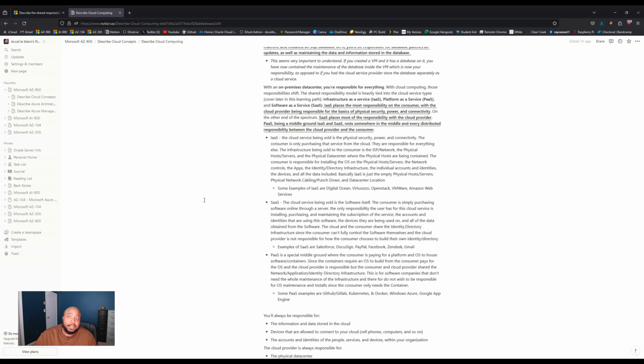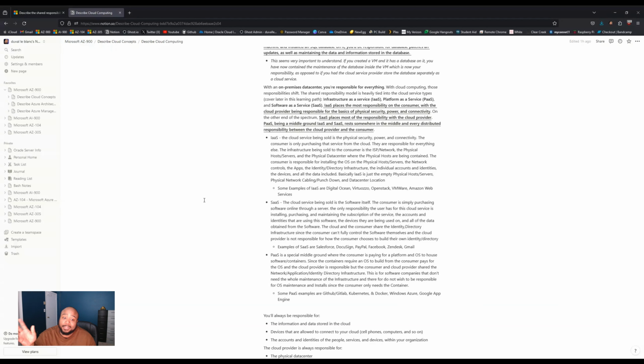The cloud provider and the consumer share the identity directory infrastructure, since the consumer can't fully control it because they didn't create it themselves, and the cloud provider is not responsible for how the consumer chooses to build their own directory. So the cloud service provider isn't fully responsible for however the user tries to create all the accounts and the directory, right? Examples of software as a service: Salesforce, DocuSign, PayPal, Facebook, Zendesk, Gmail. These are all software as a service.